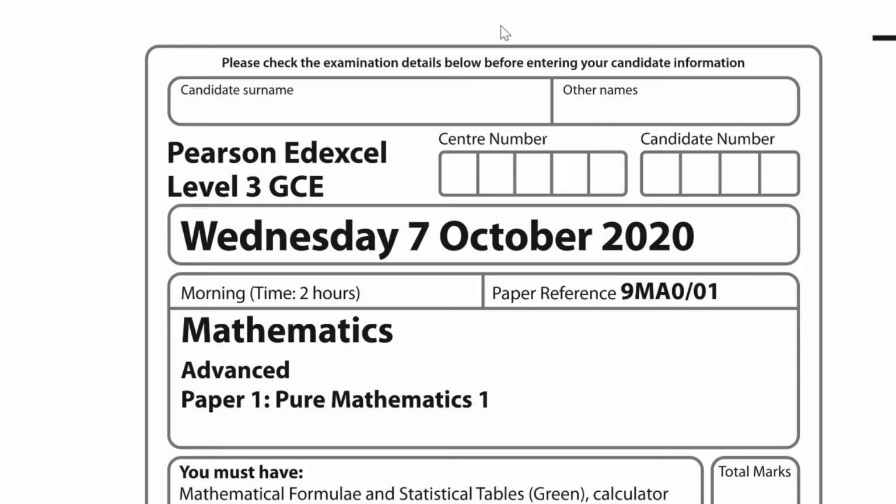Hi guys, this is the EdExcel A-Level Maths Paper 1 from the October 2020 papers, and this paper covers the pure maths section.